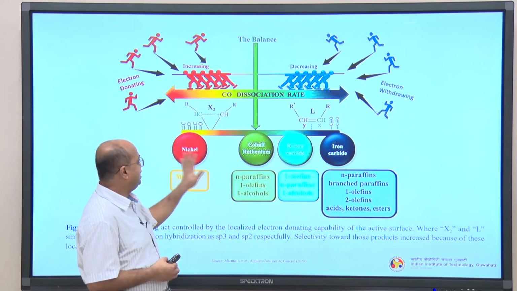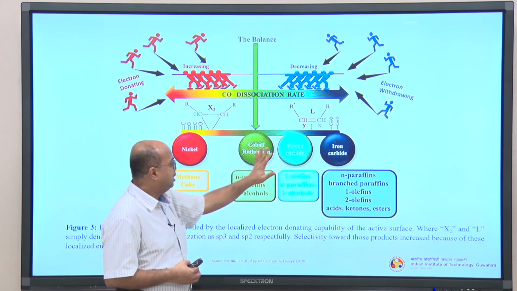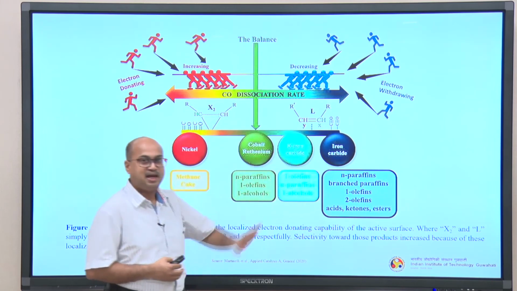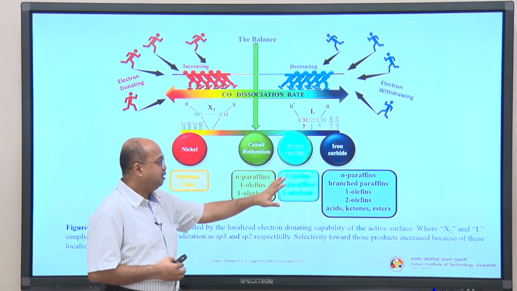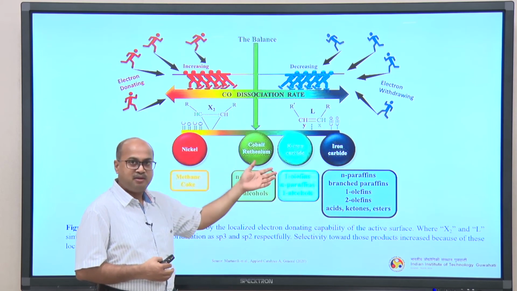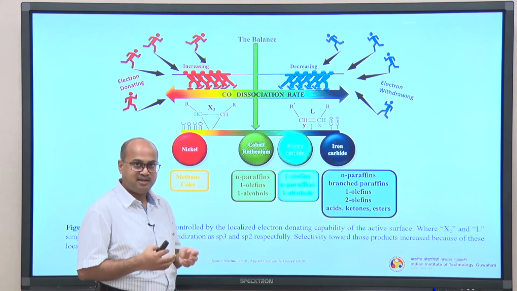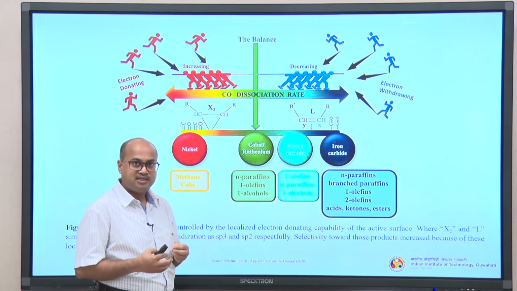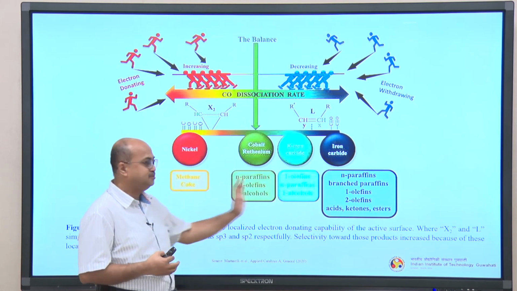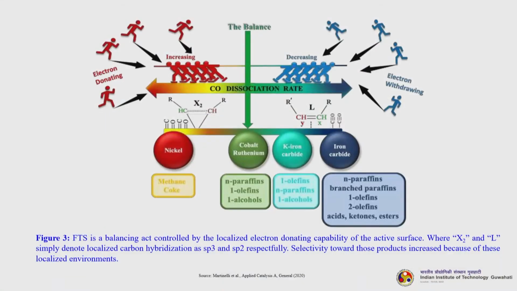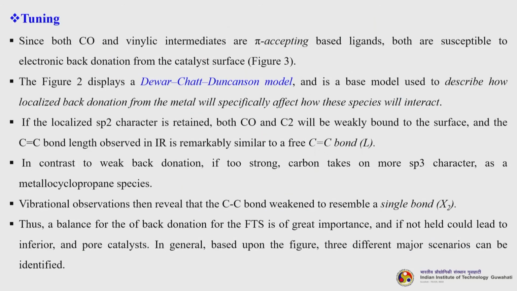Various catalysts like nickel, cobalt, ruthenium, and iron carbide are being used, and depending upon the different dissociation rate, the active surface, and the type of bonding happening, you will get different types of products. Let us go back. Whatever I have shown is the Dewar-Chatt-Duncanson model, a base model used to describe how localized back donation from the metal will specifically affect how these species will interact.